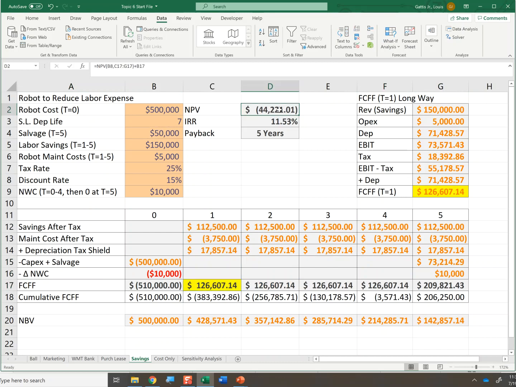I calculate the NPV. It's actually negative, so we keep the labor. It's not cost effective to replace the labor with robotics. The discount rate again is 15%. The IRR is 11.53, which is telling you also not to do the project since the IRR does not exceed that discount rate. And the payback is in cumulative cash flows.